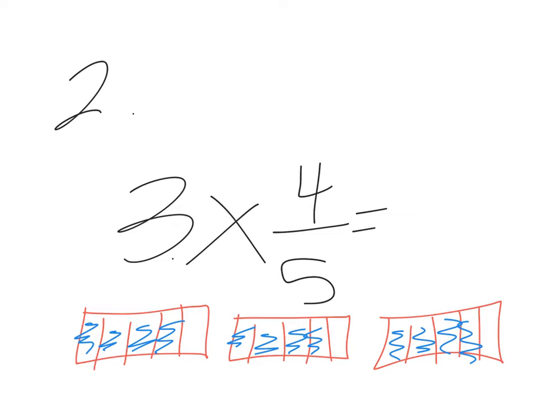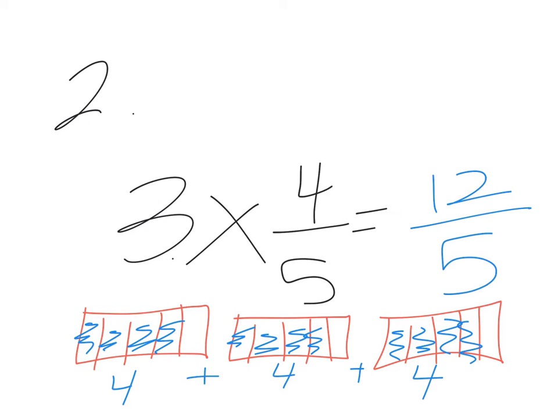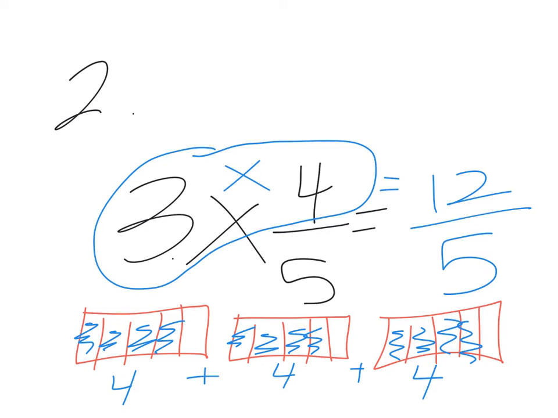Okay, now I'm going to count how many are shaded in each piece. So we have 4 here, 4 here, 4 here. So I have 4 plus 4 equals 8, plus 4 equals 12. So I know I have 12 pieces that are shaded, and my denominator is still 5. If you try the other strategy, remember I can multiply my whole with my numerator. So I have 3 times 4, which still equals 12, and my denominator is still 5. So my answer will still equal 12/5.